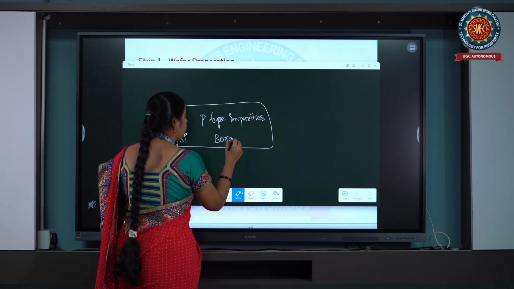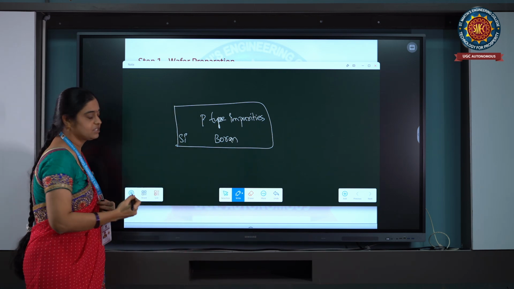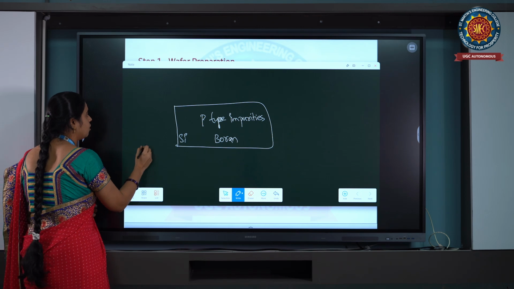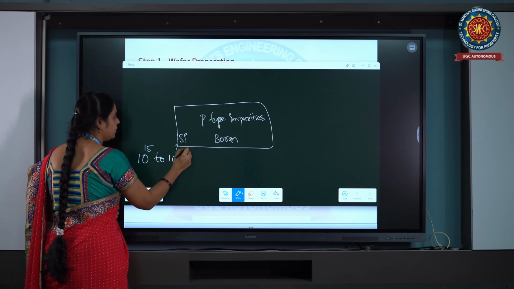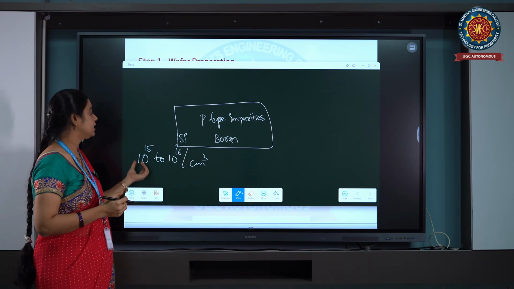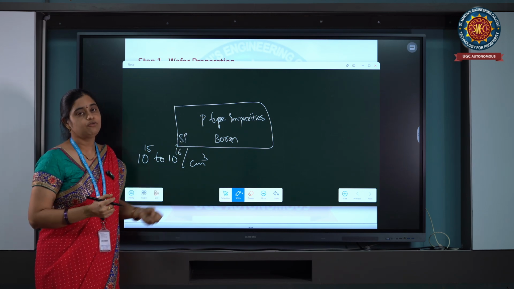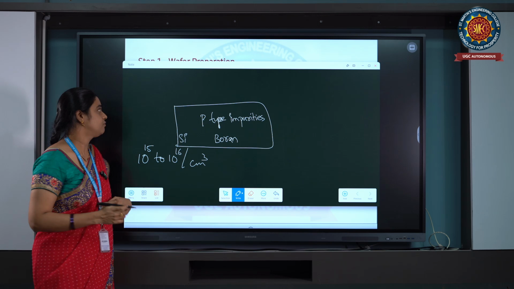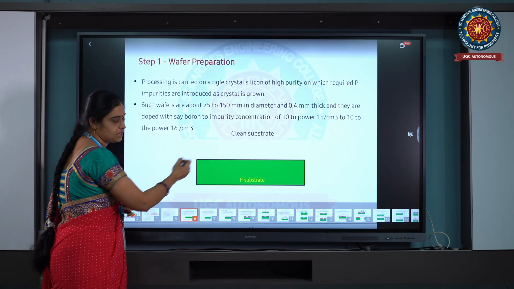So, how can we add this boron? This boron should be added to the silicon with a concentration of 10 power 15 to 10 power 16 per centimeter cube. That means for every centimeter cube, we add 10 power 15 to 10 power 16 boron ions in order to form our substrate for the NMOS fabrication. So this is our first step, in which we have made the P substrate.